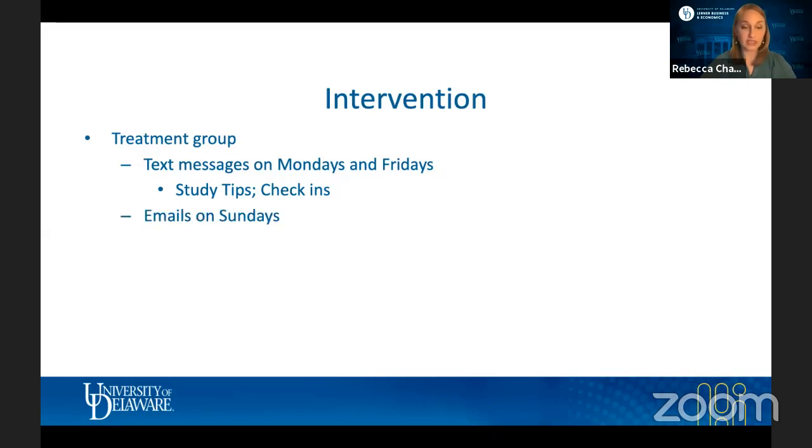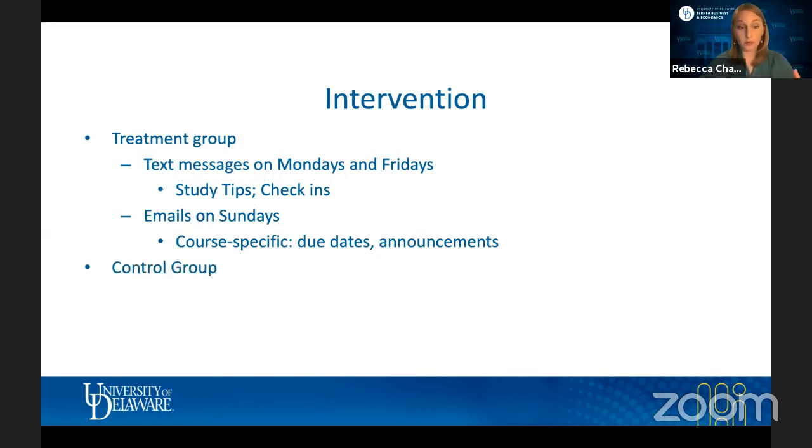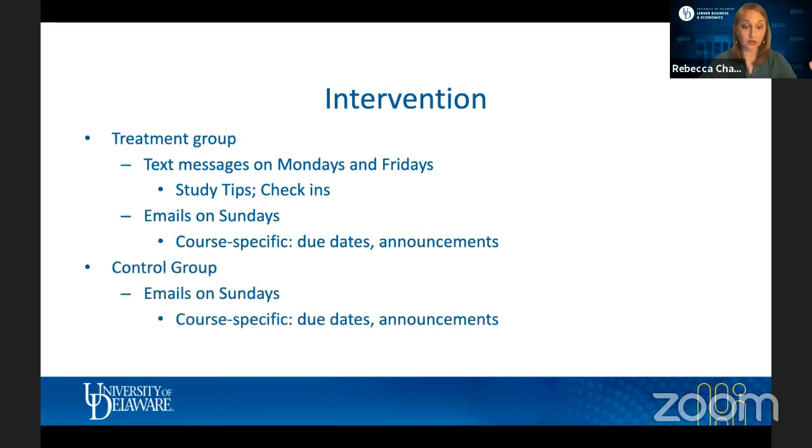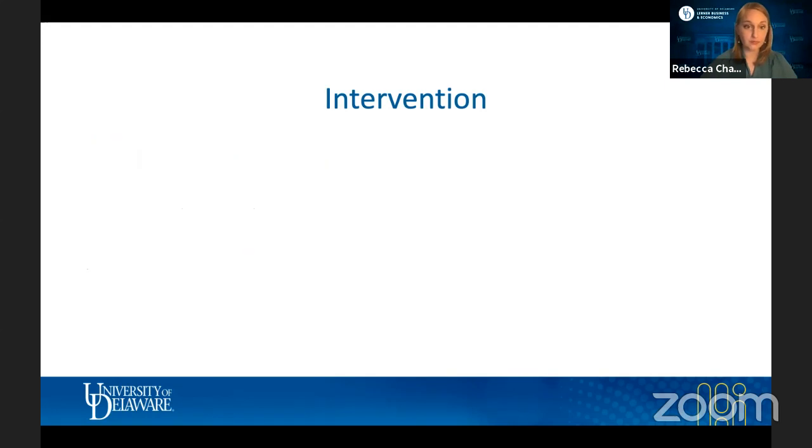They also received emails on Sundays. These emails were course specific with the due dates and announcements. The control group also received these same emails with course specific due dates and announcements. They just did not receive the text messages that the treatment group received.